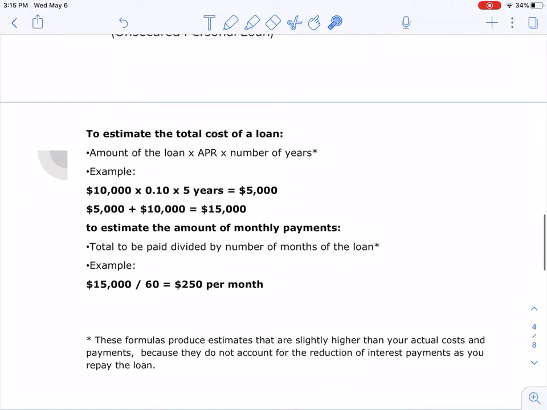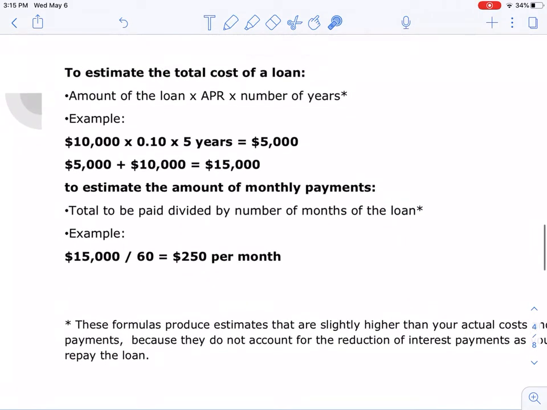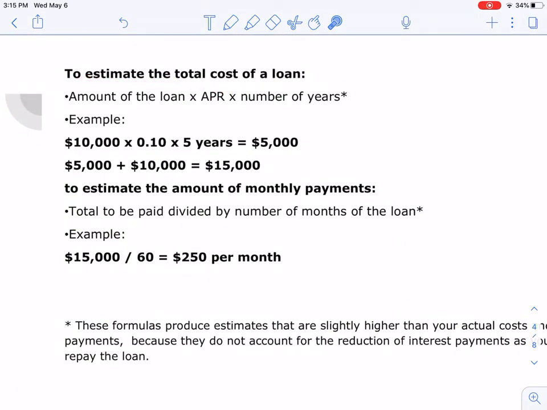So let's talk about estimating the cost of a loan. In order to estimate this, we're going to take the amount of the loan and multiply it by the APR. Remember, we do not use the interest rate. We use the APR because that includes any other fees that might be included. And then we multiply that by the number of years. So for example, a $10,000 loan at a 10% APR paid back over 5 years would cost $5,000, which is crazy because that's half the amount of the loan itself.